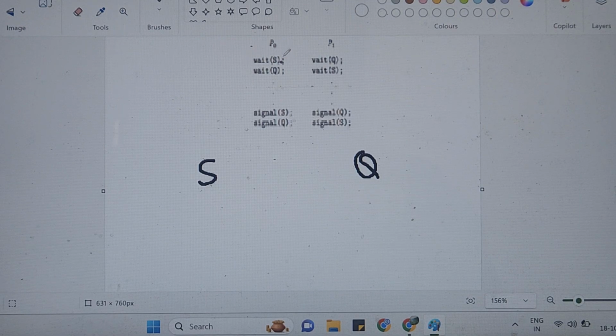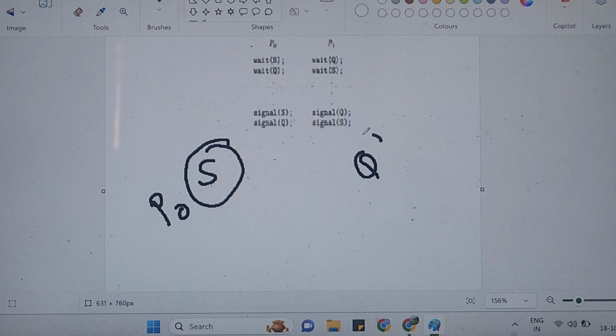So P0 is calling the wait function on S. Now, the wait can be defined as a semaphore or a monitor, makes no difference for our purposes. The wait function is going to check whether this resource is available. If it is available, it's going to acquire it. If it's not available, it's going to wait. As of now, our S resource is available, right? No one has taken it yet. So P0 is going to take S. So this one is taken up by P0. Meanwhile, P1 is taking a wait on Q. Again, Q is also not taken so far by anyone. So P1 takes up Q. So the first instruction is done.